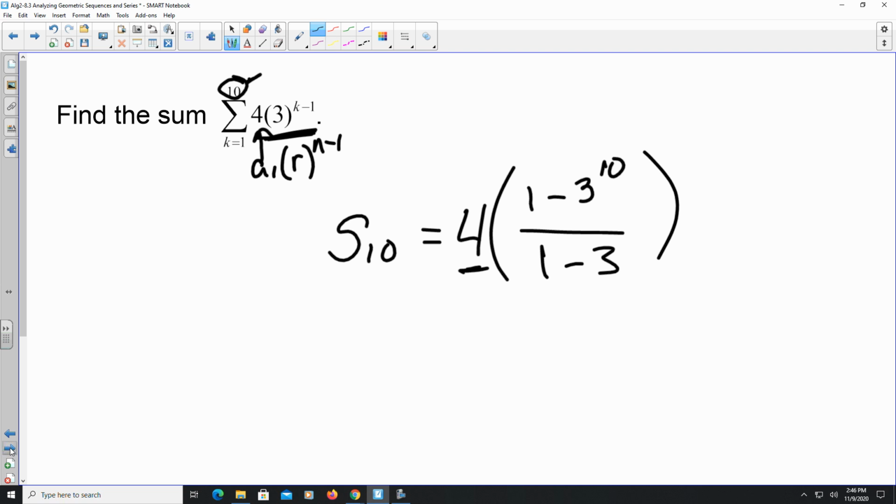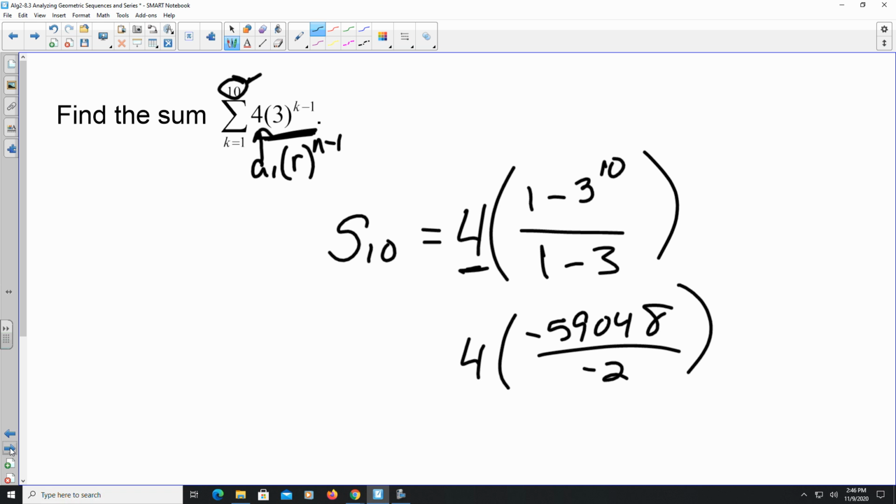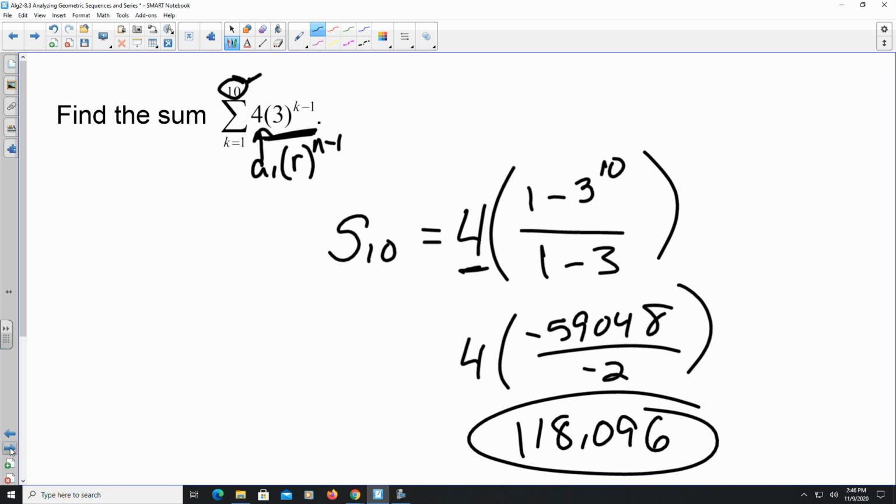So, utilizing order of operations, this is going to be 4 times, in the numerator, I'm going to get a negative 59,048, and then it's going to be divided by negative 2. So when I divide those by negative 2 and multiply by 4, I get 118,096. So that is my sum of those 10 geometric sequence values.